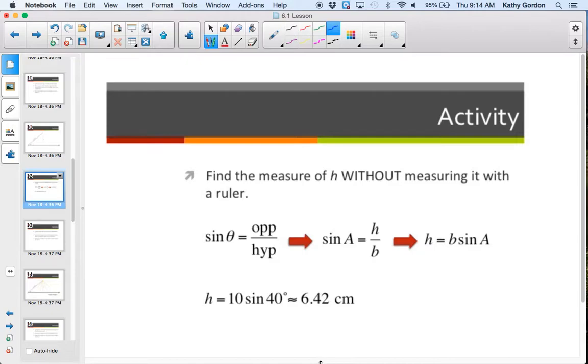I want you to figure out the H for your pictures, and then write it off to the side somewhere, because you need to know that a little bit later as well. So take B times the sine of A, figure out what your H value is going to be, and write it off to the side somewhere.